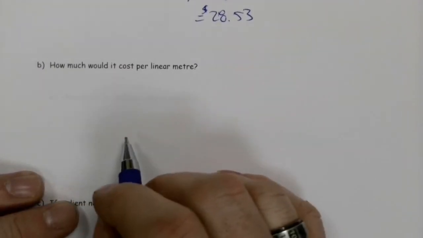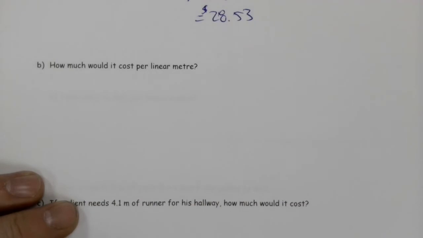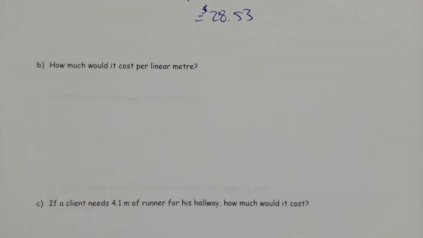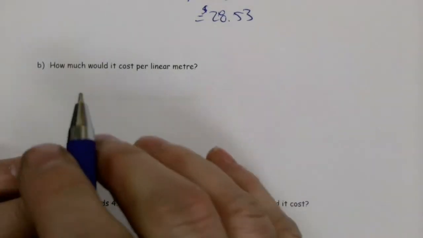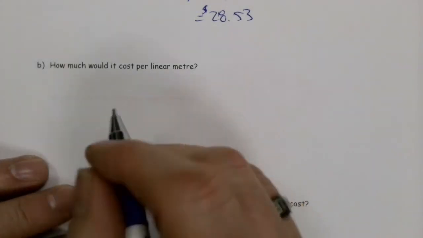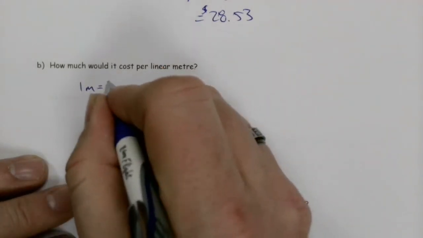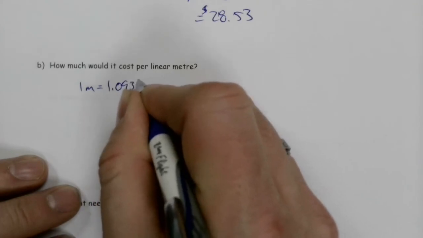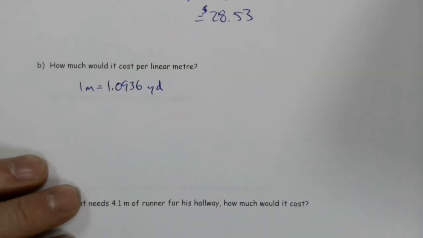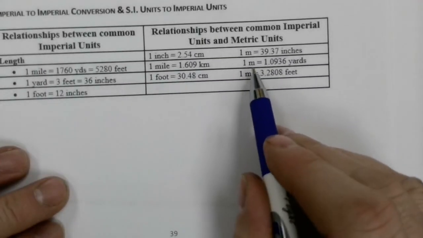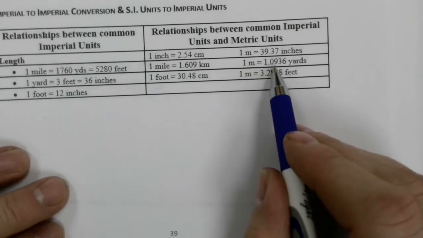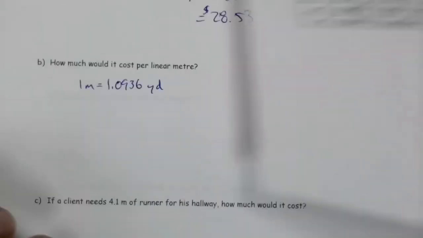How much will it cost per linear meter? Okay, so now we're talking about converting from yards to meters here. Now, I know I have a conversion here. I know that 1 meter is equal to 1.0936 yards. That's given to me on my sheet right here. 1 meter is 1.0936 yards. So we're going to do this.